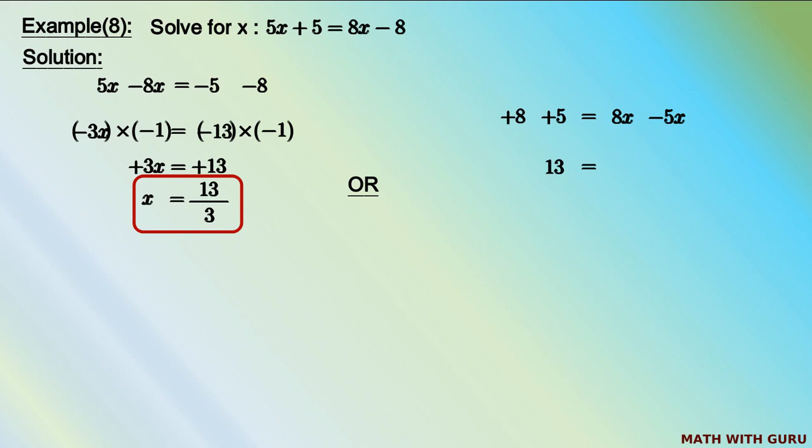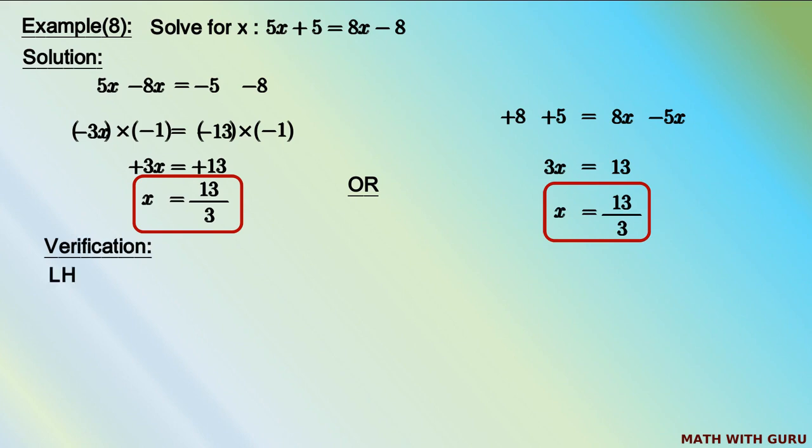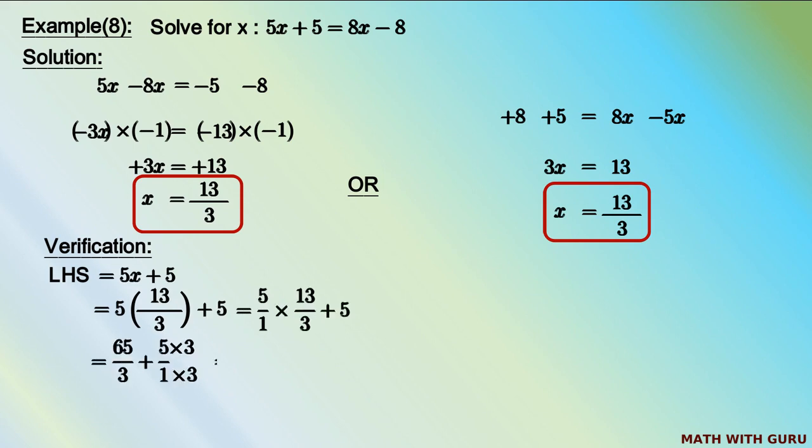13 equals 3x. Advantage of this method is we don't get negative 3x here. Swap the sides. Interchange the sides. Now 3 into x equals 13. X equals 13 over 3. Let us verify. 5 into 13 over 3 plus 5. Let us simplify this like this. We get 80 over 3.